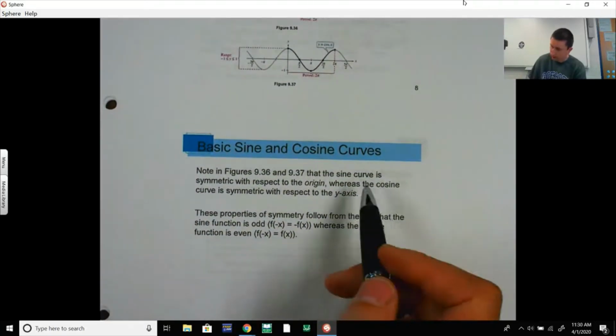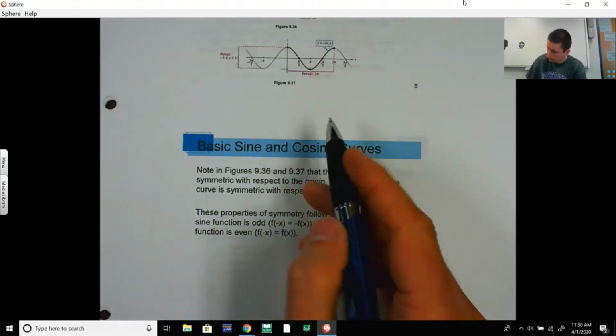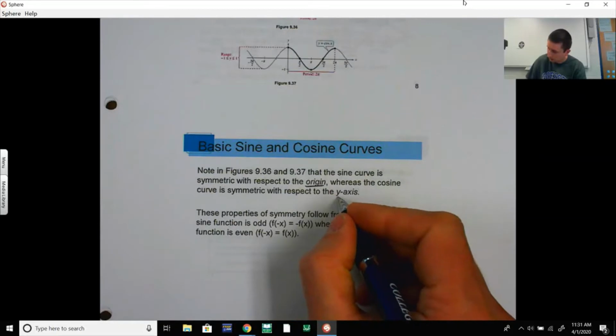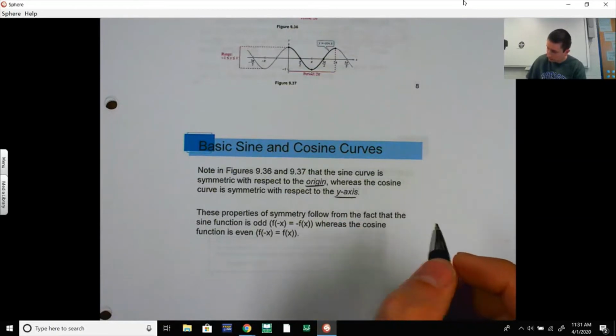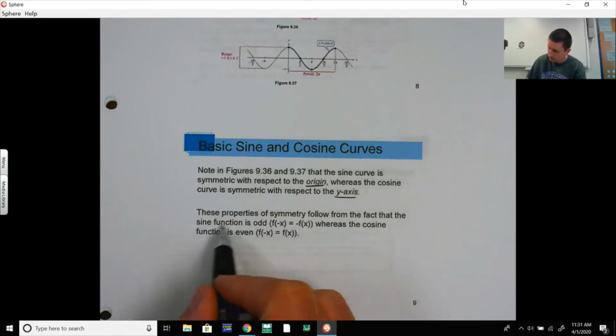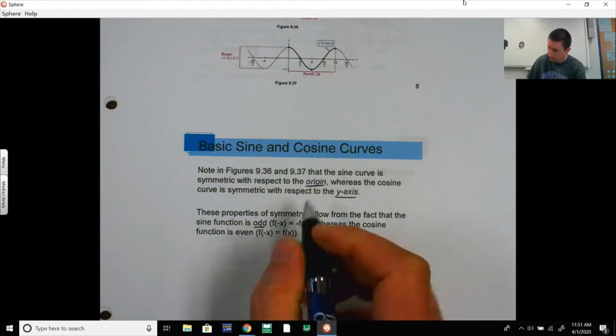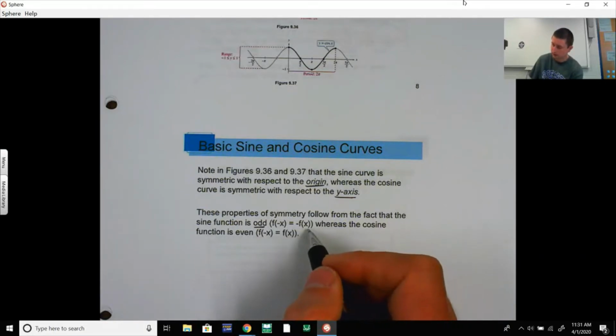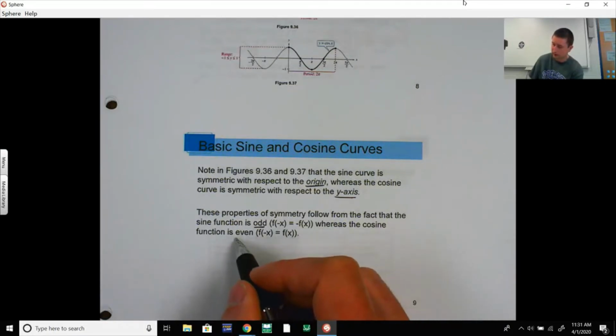Note that the sine curve is symmetric with respect to the origin, whereas the cosine curve is symmetric with respect to the y-axis. Okay, so the sine function is odd. Remember, an odd function is if you plug in a negative x value, or the opposite of an x value, you get the opposite of the y value. And the cosine is an even function.